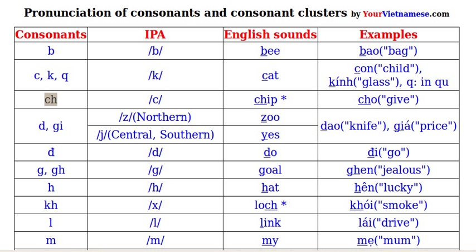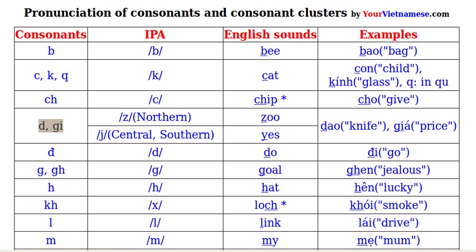Now the first consonant cluster, we can see that it doesn't have a close equivalent sound in English, so we go straight to the example, yo, which means give.